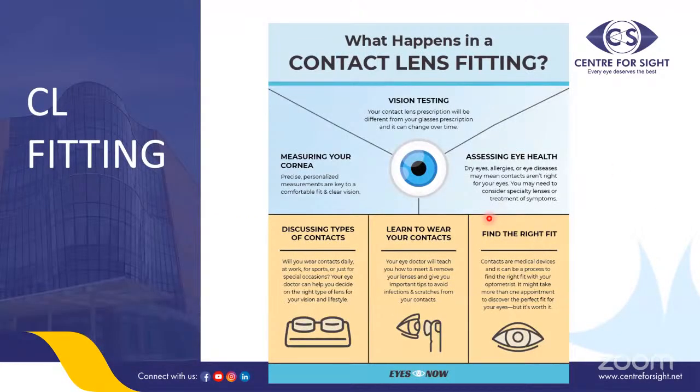So coming to contact lens fitting, what happens in a contact lens fitting? Firstly, the patient's vision testing is done. That is, glass prescription, topography, and contact lens prescription are all taken into account. The cornea is measured, that is, topography is accounted for, and also the eye health, such as dry eye symptoms and allergies in the eye. All these multiple aspects are taken into account to offer the best possible solution to the patient. It is important to counsel the patient throughout the procedure, discussing the types of contact lenses available.